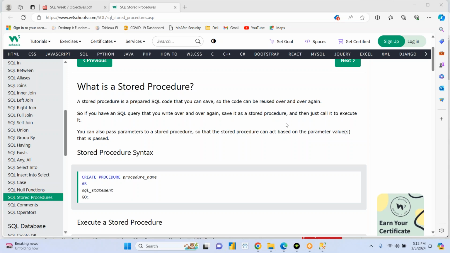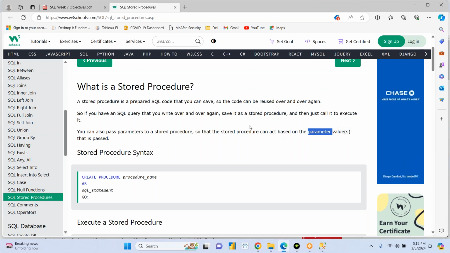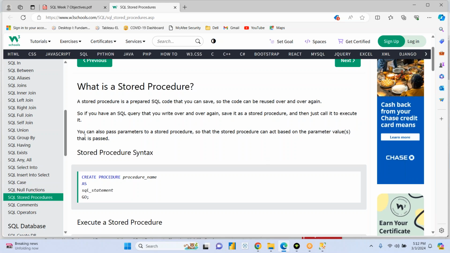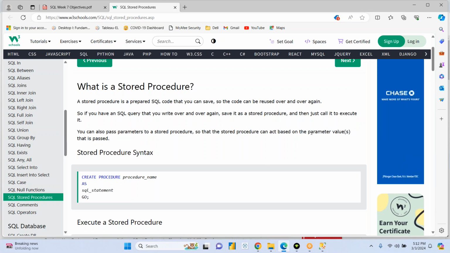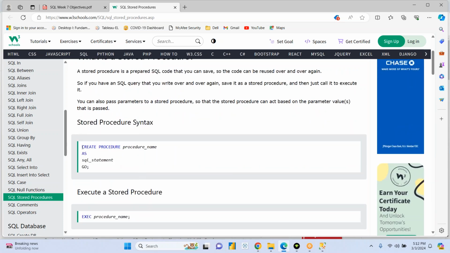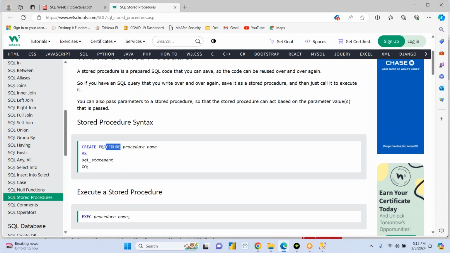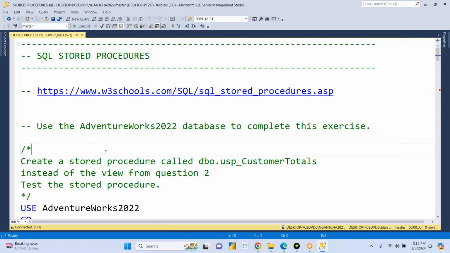But stored procedures are powerful because they have the ability of taking parameters, and parameters will control the behavior of the stored procedure. So you can pass parameters to a stored procedure so that it can act based on the parameter. Remember how we created a view: create view, the name of the view, and then the AS keyword. It's the same thing. We just have to replace the word view with the word procedure or proc. So that's what we're going to do first.